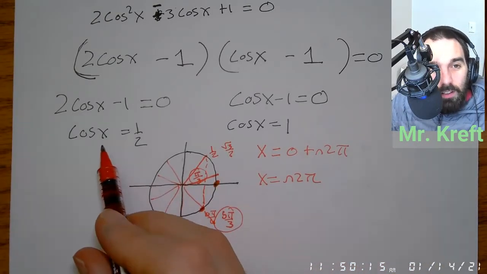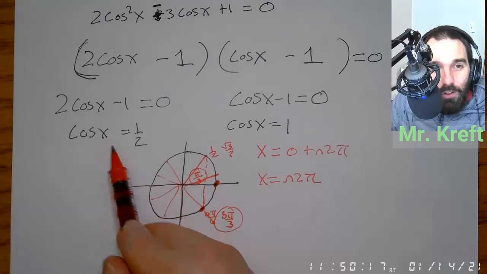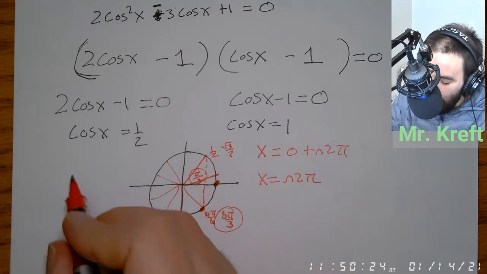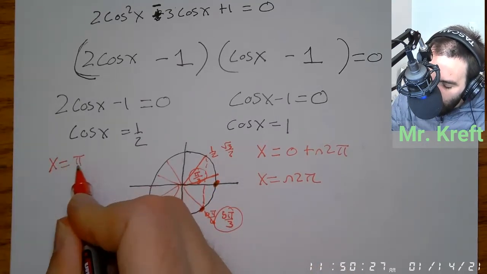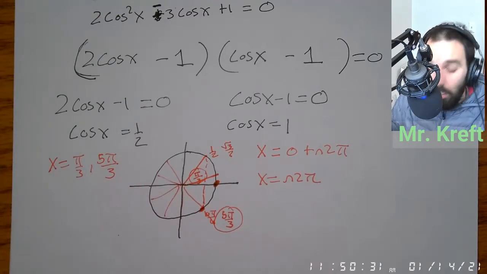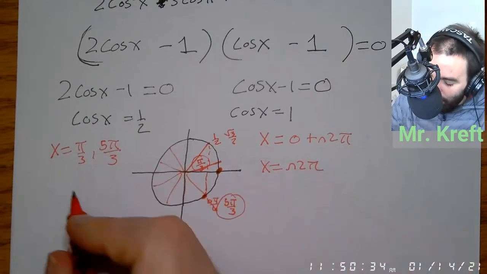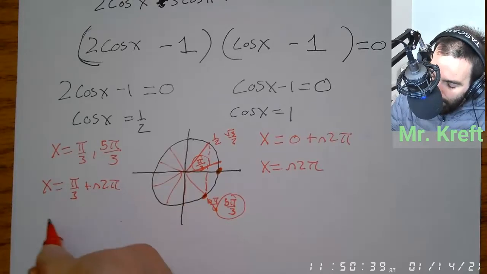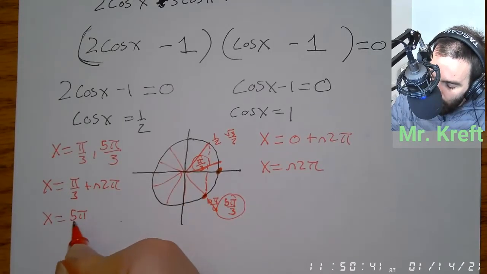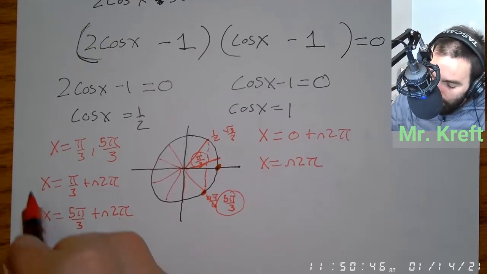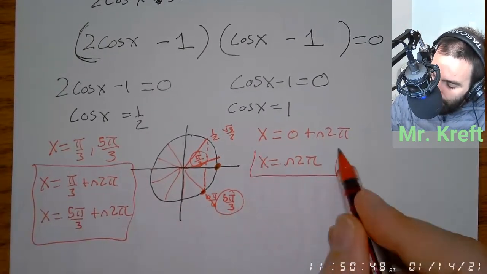So at what angles is cosine 1/2? There's two places, pi over 3 and 5 pi over 3. So I get x equals pi over 3 and 5 pi over 3. Oh, I didn't add the general. So it would be x equals pi over 3 plus n2 pi, and x equals 5 pi over 3 plus n2 pi. So these would be my answers.